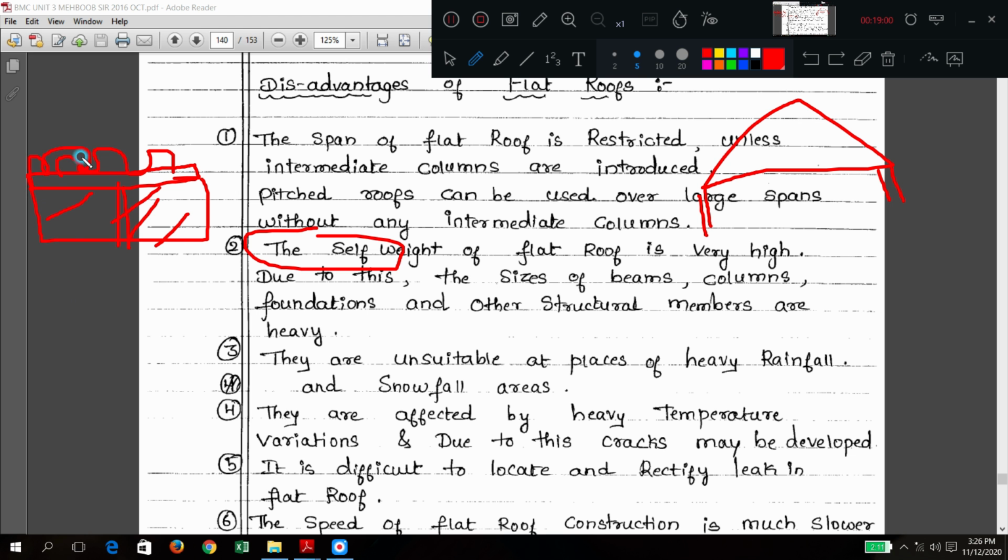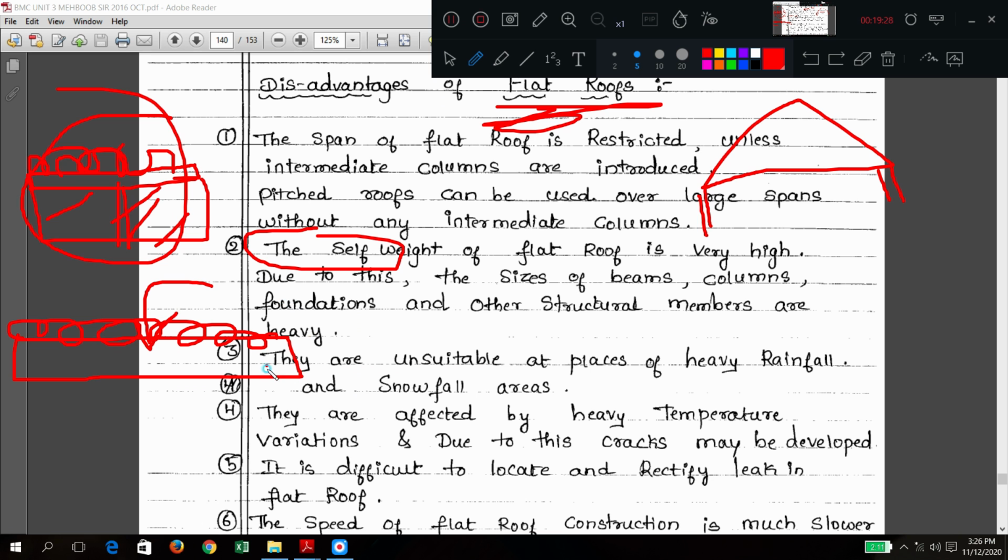These are not good where rainfall is high. Wherever rainfall is heavy or snowfall is heavy, there you should not use this one. That is also one disadvantage. And during summer, day temperature and night temperature change, no? Very hot in the day, very little heat at night. That change in temperature will lead to cracks in the flat roof. That is also one disadvantage.